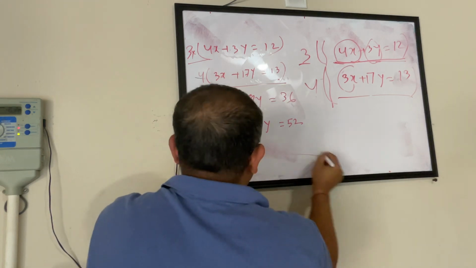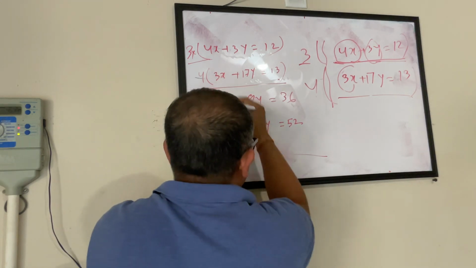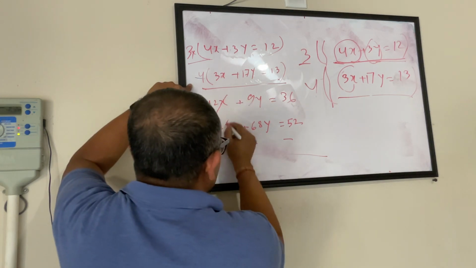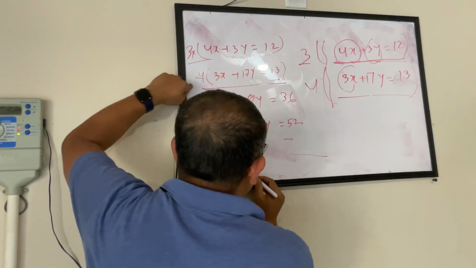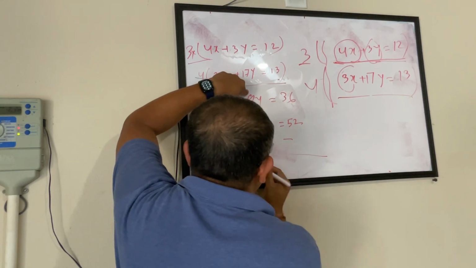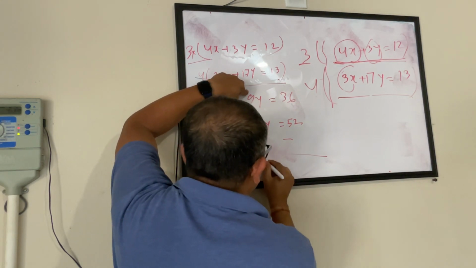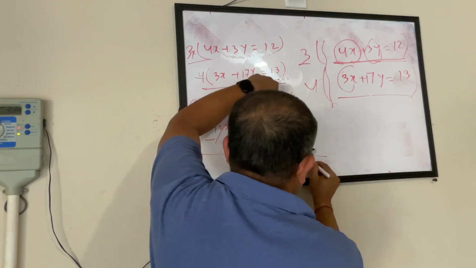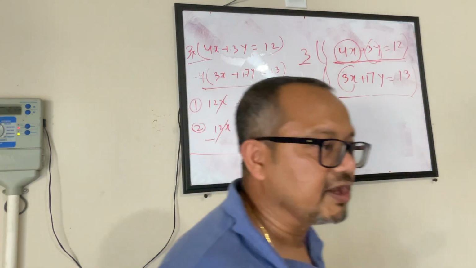Now if I subtract this equation from this one, what happens? This 12x and this 12x will be gone. This becomes 9y minus 68y. So that will be like minus 59y. Will be equal to 36 minus 52. Will be minus 16. Now I can get the value of y.